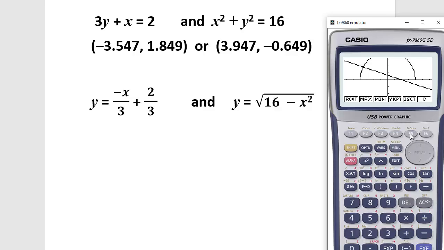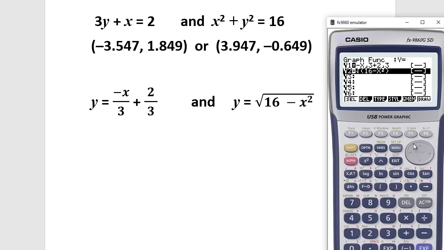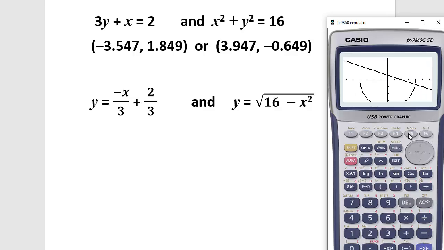I go G-solve, intersect, and I get the left hand one, minus 3.547, so I know I've done it right. If I've got one of them, then I'm sure the other one down here would work. I can actually correct it by sticking a minus in there, and when I draw it I get the bottom one. G-solve intersect gives me that value as well.